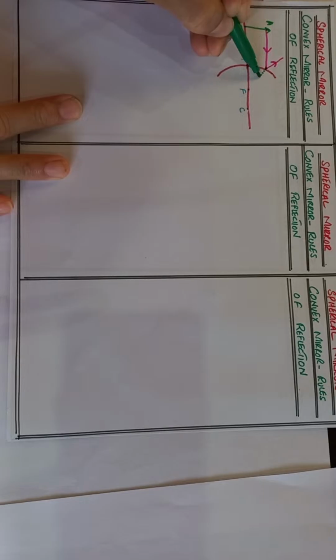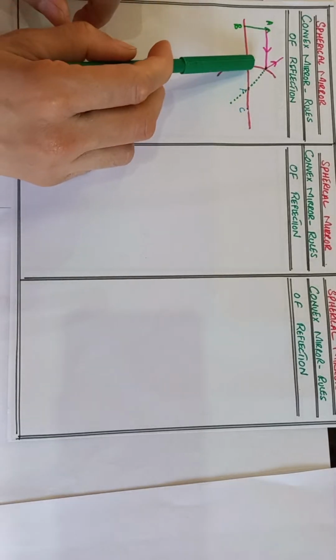If we trace back the ray behind the mirror, it will pass through the focus of the mirror. So this is the first rule of the convex mirror. The ray will appear to come from the focus of the mirror. So here we write the first rule.